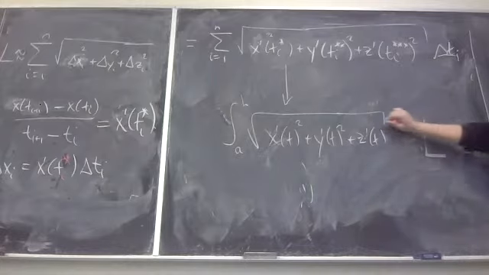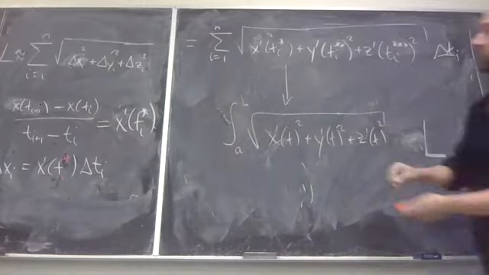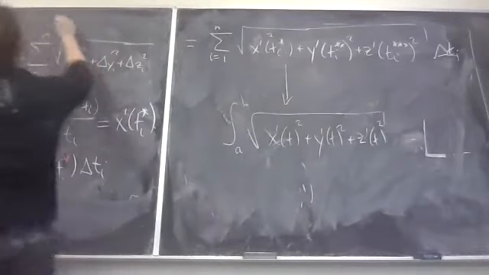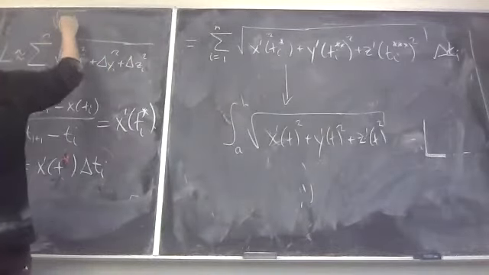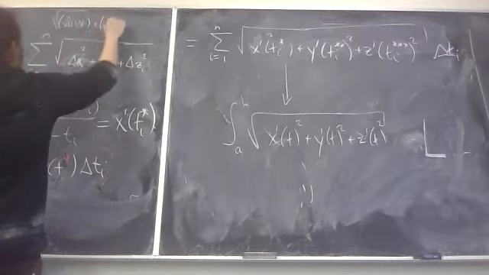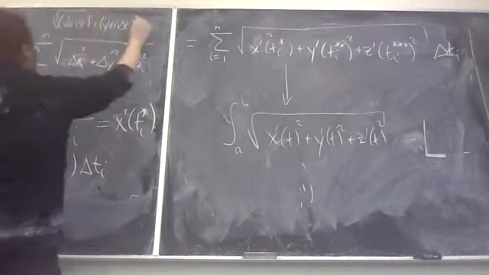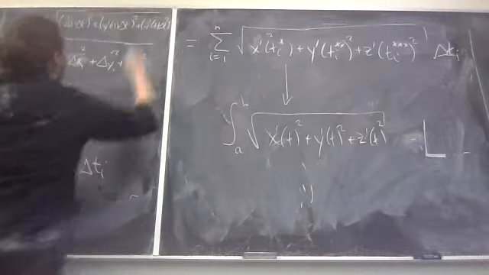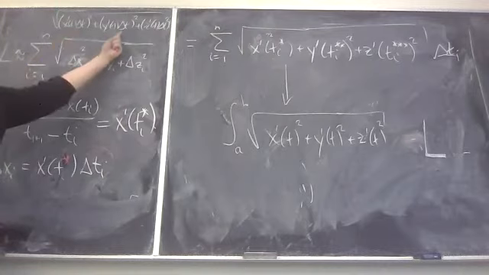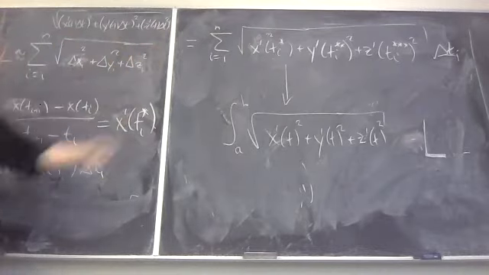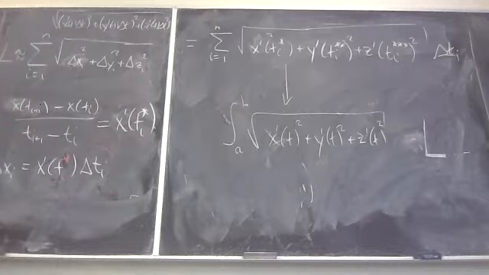Now, wait, how did the delta t go out? Because when we sub this in up here, this became the square root of x prime of t delta t squared plus y prime of t delta t squared plus z prime of t delta t squared. But since that has a delta t squared, and that has a delta t squared, and that has a delta t squared, we can factor it out. The other two also apply. I should have said this expressly here.